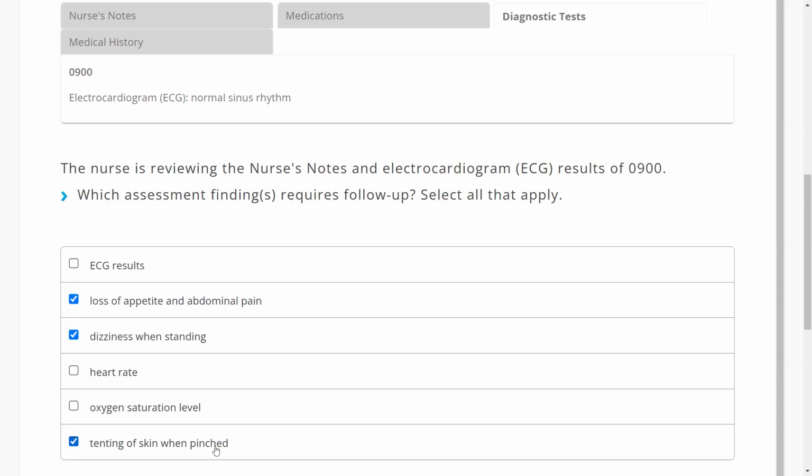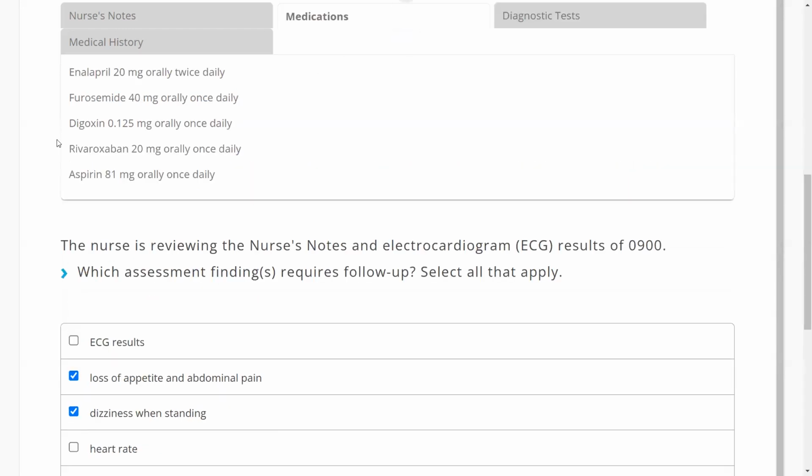Yeah, I would agree. Tenting of the skin. Absolutely. Tenting, a slow return, equals dehydration. She's peeing a lot at night, right? But remember, she's also on this diuretic, which could be the culprit too.